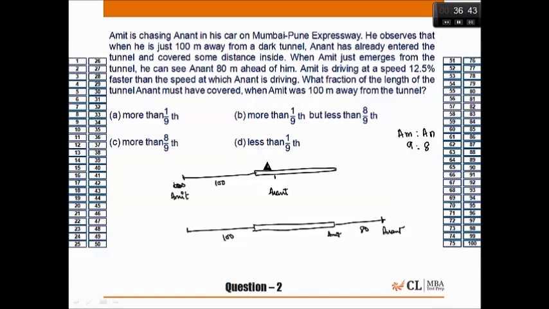What fraction of the tunnel? So let's take this as X. Let's say the tunnel length is D. So the time taken for Amit to travel a distance of 100 plus D plus 80, that is 180 plus D, should be equal to the time for Anand to travel D minus X. So 100 plus D is where Amit starts, and D plus 80. What does it mean? 100 plus D divided by D minus X plus 80 should be equal to 9 by 8.